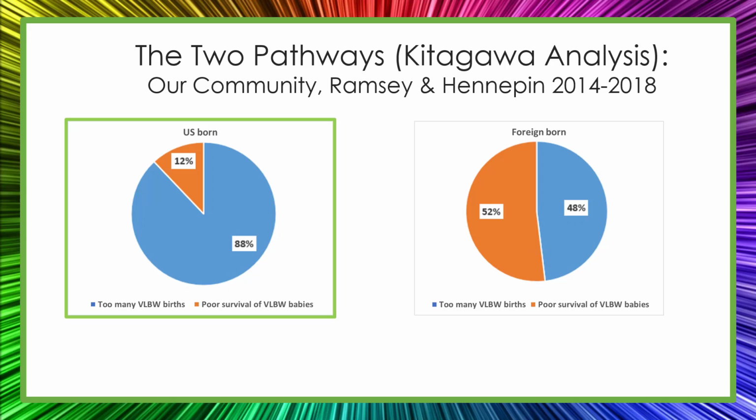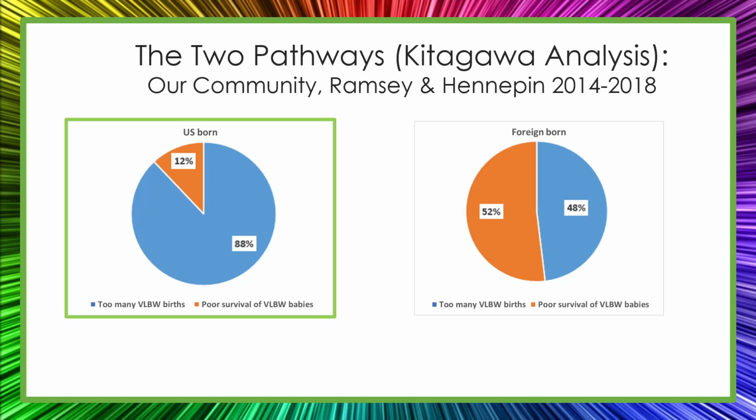So what's going on in Ramsey and Hennepin? Both things. The Kitagawa analysis, which CityMatch helps us do with a tool they provide, lets us determine which pathway the excess deaths are on. For U.S.-born Black women, we see the same problem as in Tiny Baby City. There are too many very low birth weight babies being born. 90% of the very low birth weight deaths can be attributed to there being too many very low birth weight babies. The objective for this group is to reduce the number of very low birth weight births.